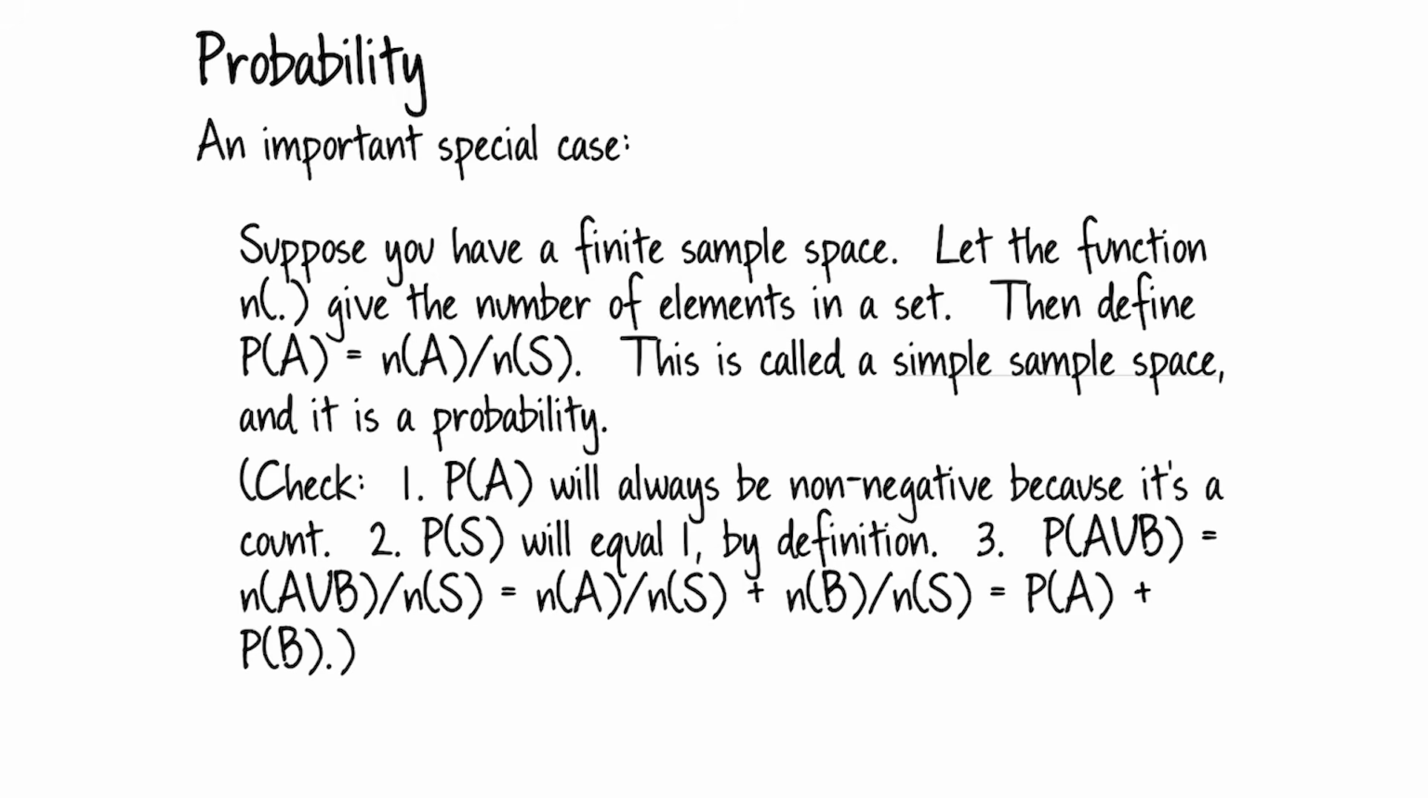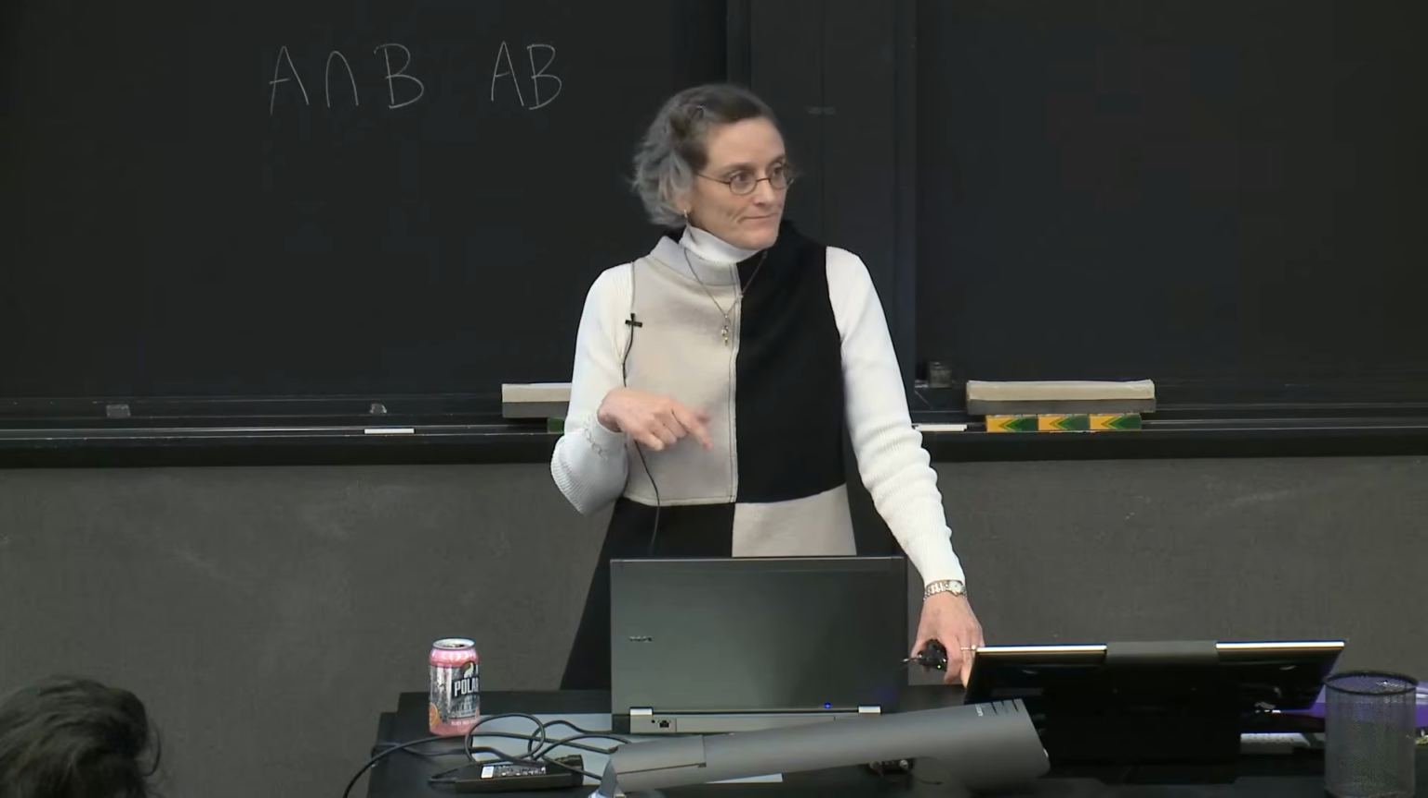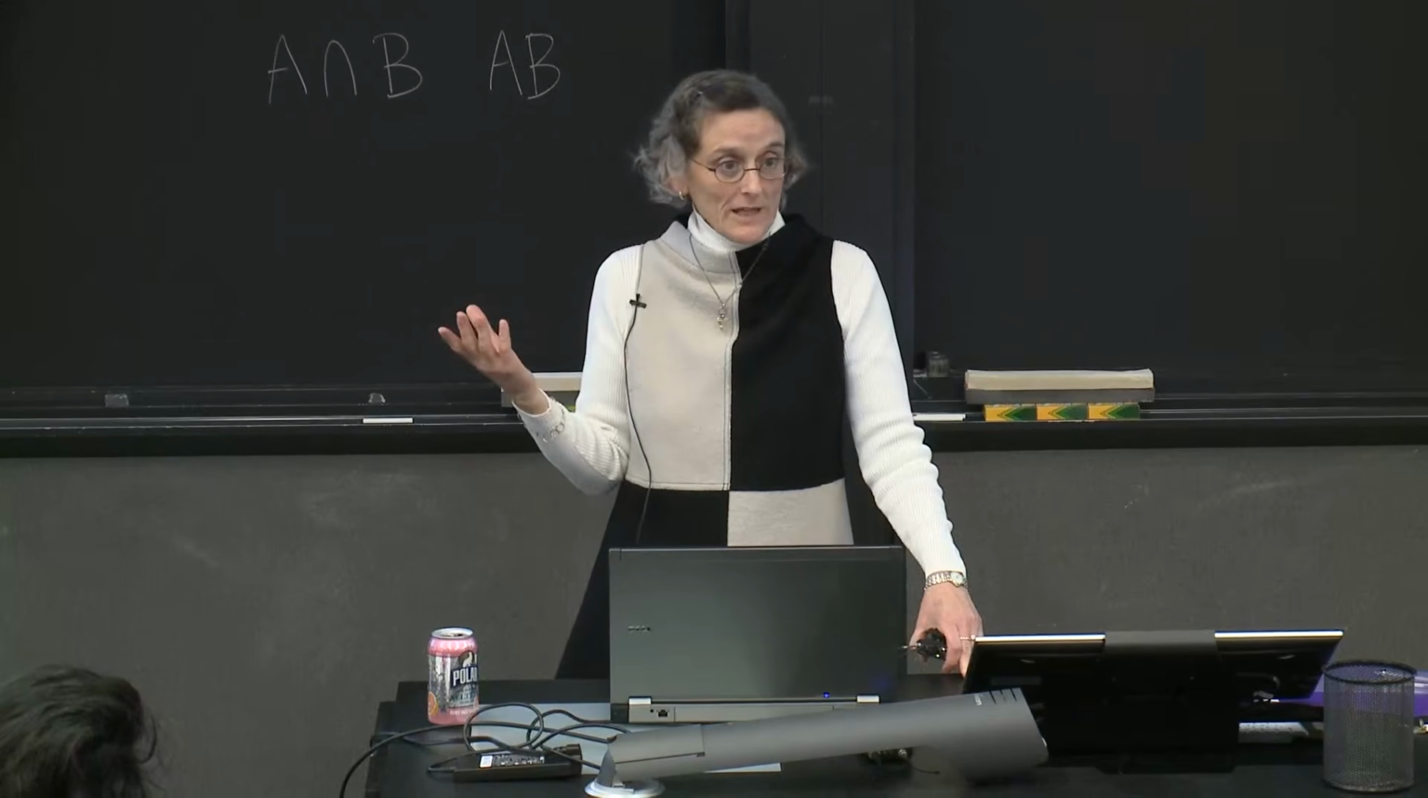So what is this? We're defining something that we hope is going to be a probability. All we do is count the number of outcomes in an event and divide by the number of outcomes in the sample space, and that gives us our probability. All we're doing is counting. This has a name: it's called a simple sample space. And we can check, in fact, that it is a probability. So how do we check that it's a probability?